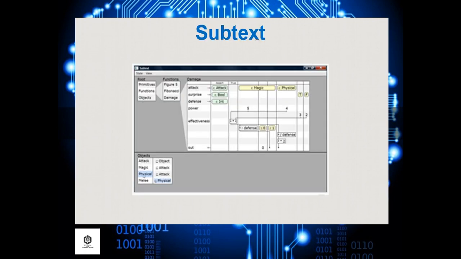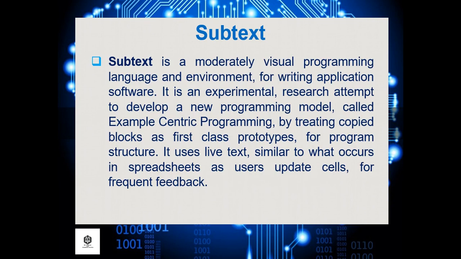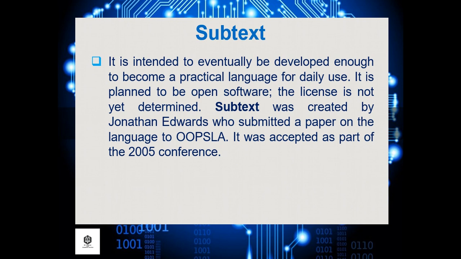Subtext. Subtext is a moderately visual programming language and environment for writing application software. It is an experimental research attempt to develop a new programming model called example-centric programming by treating copied blocks as first-class prototypes for program structure. It uses live text similar to what occurs in spreadsheets as users update cells for frequent feedback. It is intended to eventually be developed enough to become a practical language for daily use.